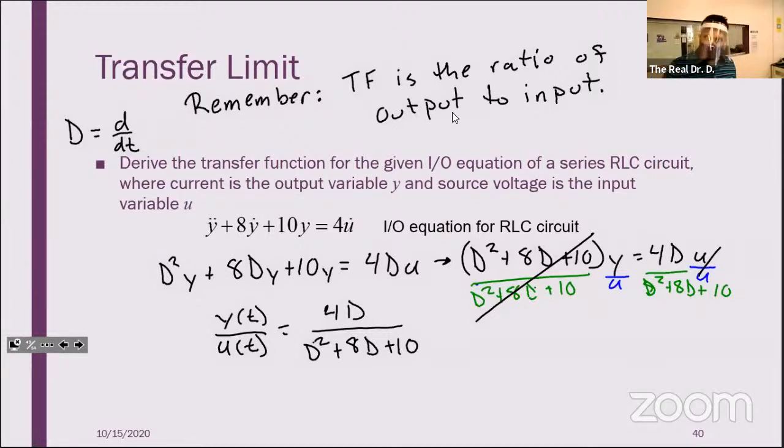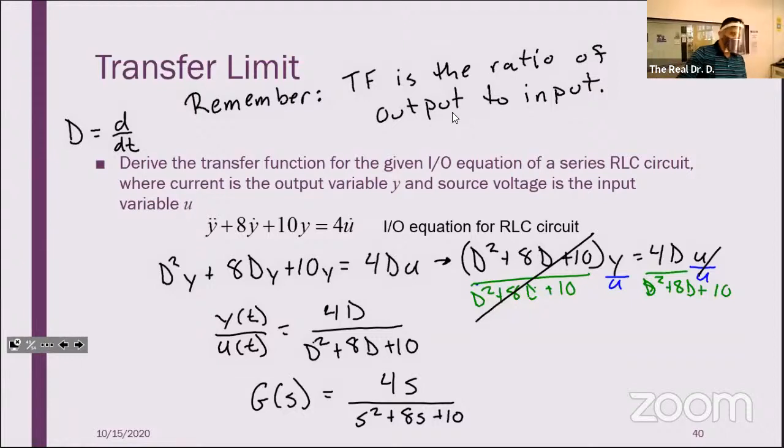Remember, this also equals that, because the D and the S are interchangeable. So there, hey, I did a little posture. Great.